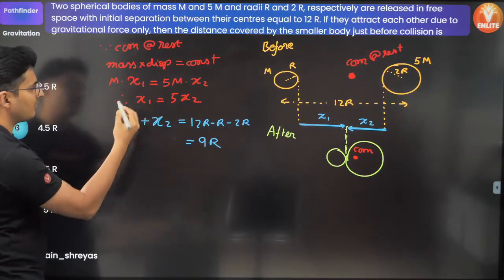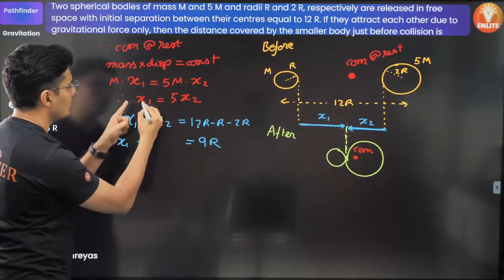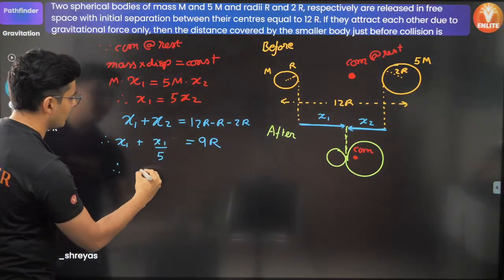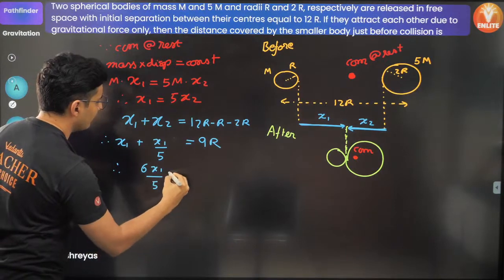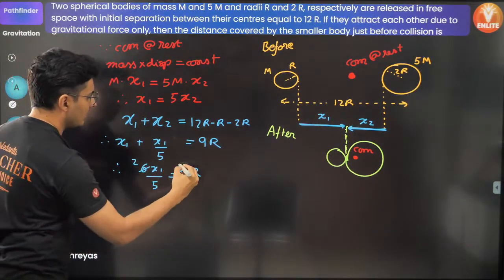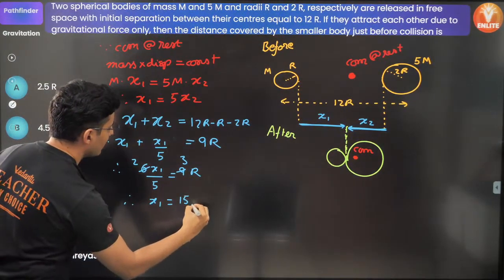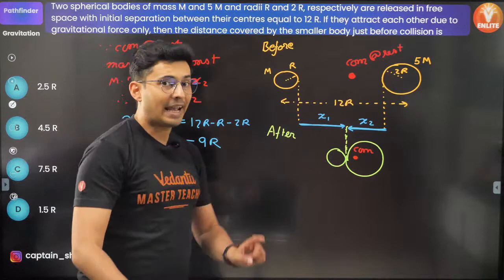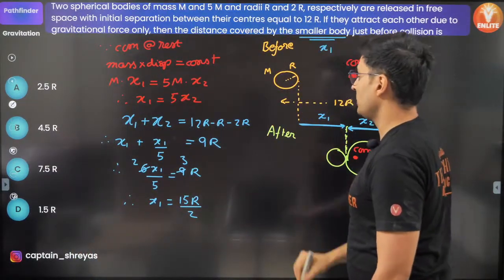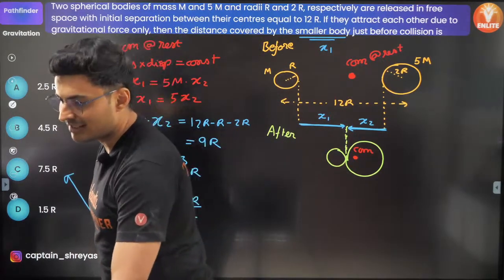And x1 is 5x2, but I don't want x2, I want x1. So x2 will be x1 by 5. So this will be nothing but 6x1 by 5 is 9 times r. So this goes 3 times. Therefore x1 will be 3 5s are 15r by 2. x1 is the displacement by the smaller body. So hence 15r by 2 means 7.5r. That's the answer.